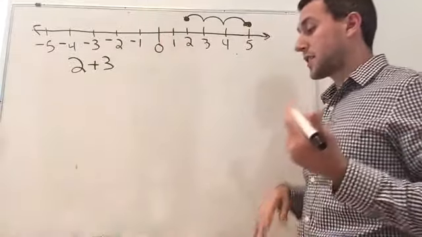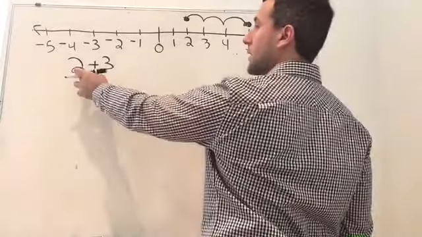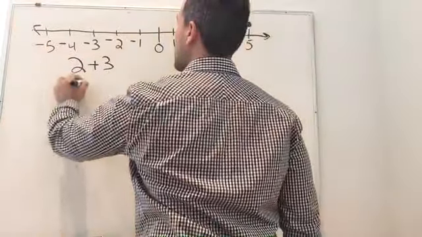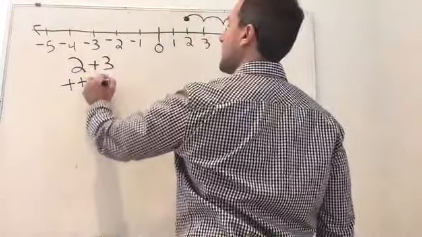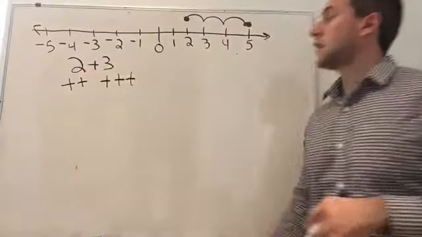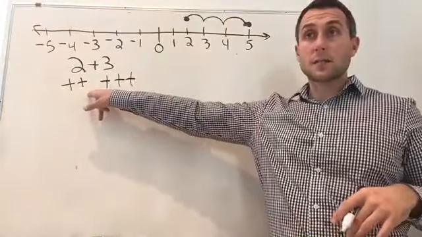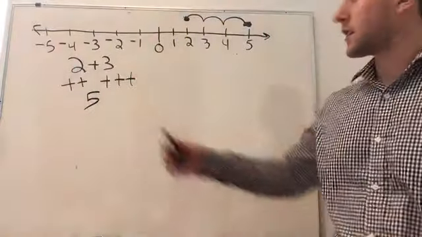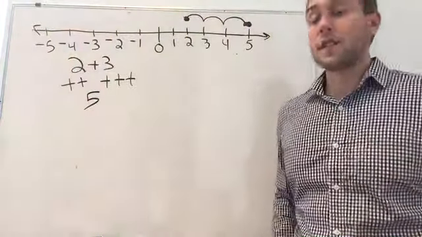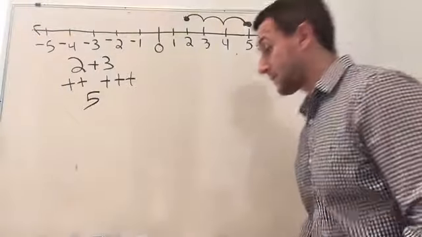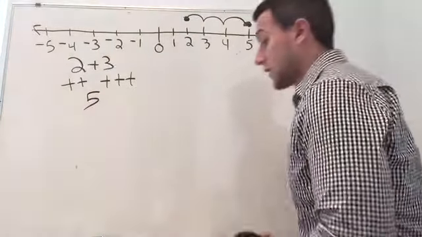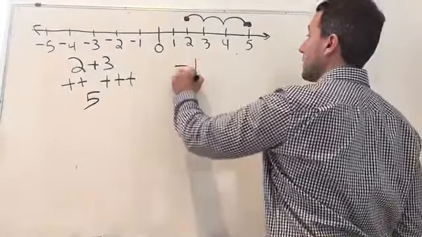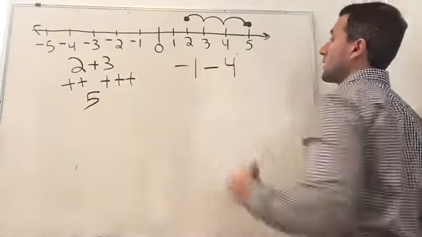The second way, where it says picture, you want to think about this as, okay, the 2 is 2 positives, and the 3 is 3 positives. If I look at those symbols, how many positives do I have right there? That's 5. Okay, so that's a couple different ways to get our answer. Okay, second example, -1 minus 4.